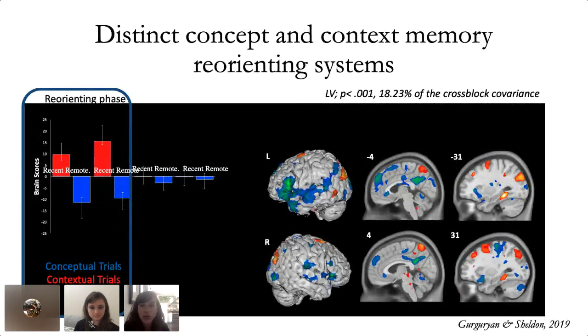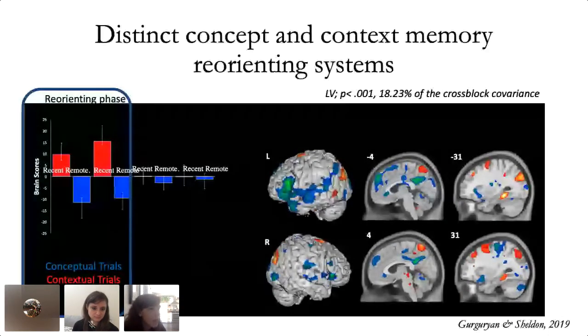And this analysis resulted in two significant latent variables. So up here on the slide, you see a latent variable that showed neural activity that distinguished between the conceptual and the contextual trials for both recent and remote memories during that reorienting phase. And these distinctions, which are illustrated in those brain figures, really do align with our predictions. So in the blue, that's the brain pattern associated with the conceptual trials. You see regions like the ventral medial and ventrolateral prefrontal cortex, a lot of temporal activity, insula, and also you do see some midline posterior region involvement here.